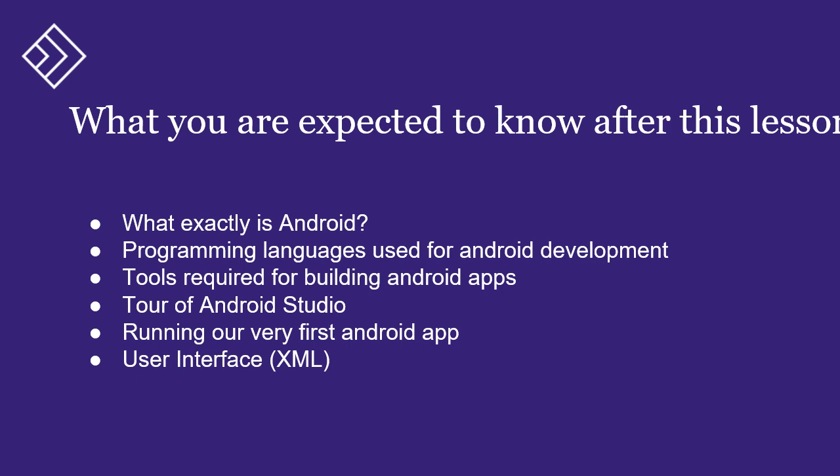So what are you expected to know after this lesson? You're expected to know what exactly Android is, what programming languages are used for Android app development, and the tools required for building Android apps. We're going to do a little tour of Android Studio and what Android Studio is all about. Then we're going to run our very first Android app, and we're going to use a user interface which is XML, where we're going to build a demo sign-in page using an email, password, a login button and an image. That's basically going to be it.